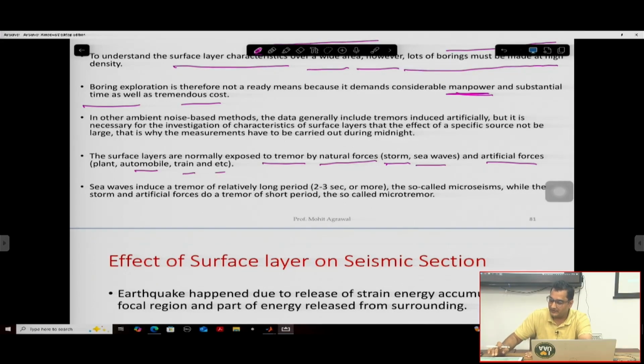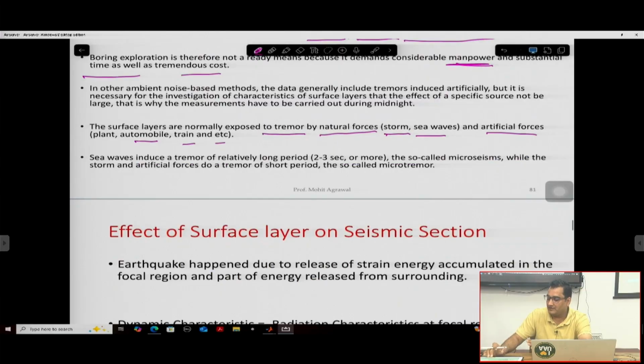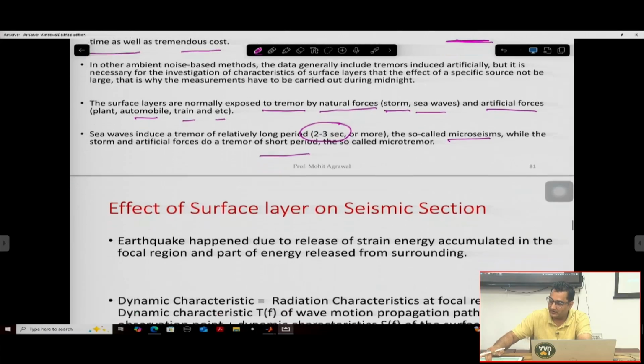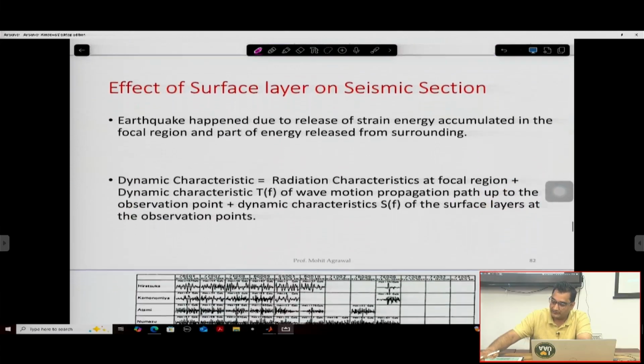Sea waves induce a tremor of relatively long period, 2 to 3 seconds or more, and that is called microseism. So the tremor of relatively longer period, that means 2 to 3 seconds, is known as microseism, while storms and the artificial sources do a tremor of short period, and that is known as microtremor. Okay, so shorter period noises are known as microtremor.